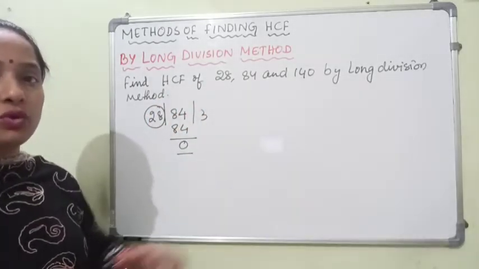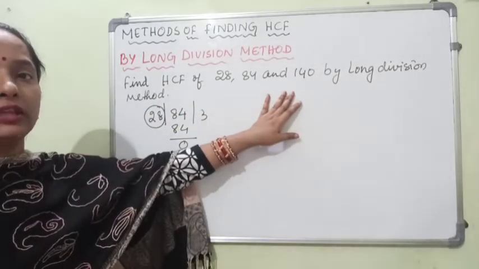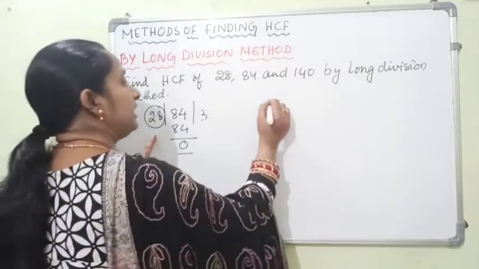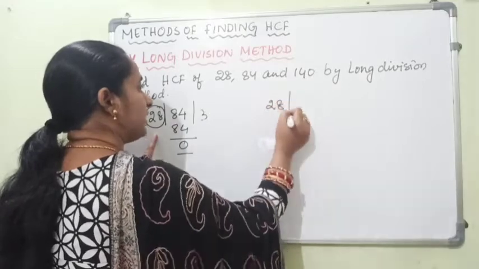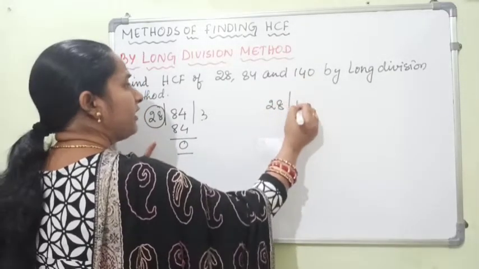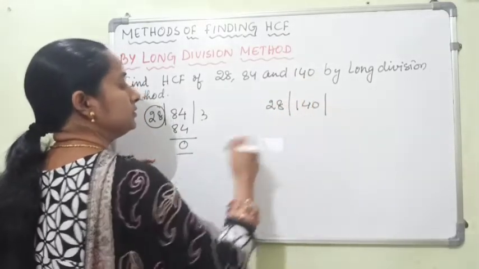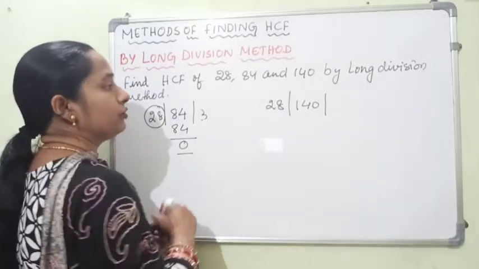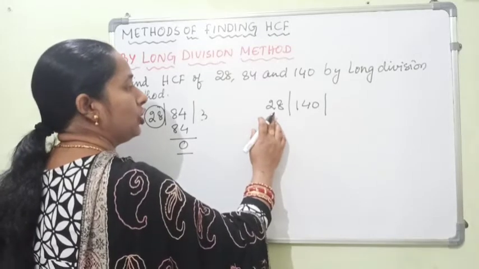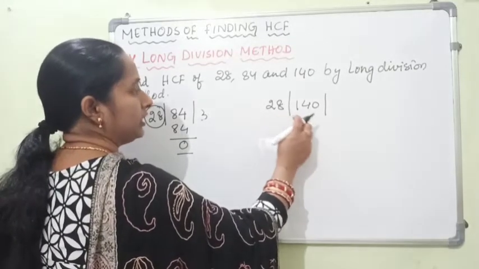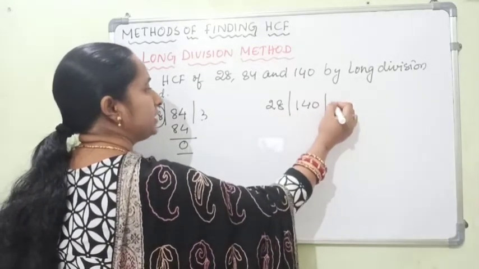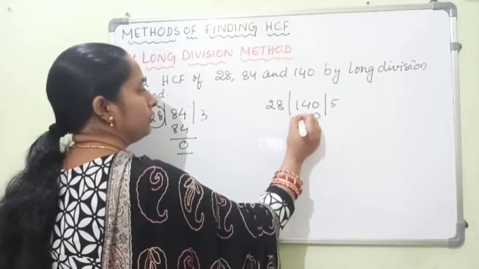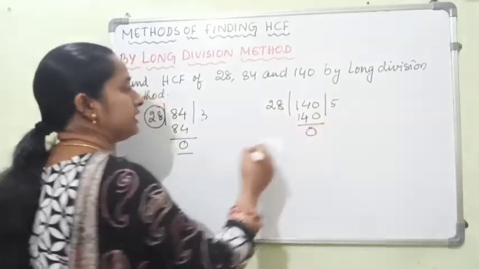Now what do we have to do? We have one more number together for which we have to find the HCF. So now we will consider this 28 as the divisor and divide 140 by it. Now 28 how many times will go into 140? 28 fives is how much? 5 eights is 40, 0 and 4 carry. So we get 140 and the remainder is 0.